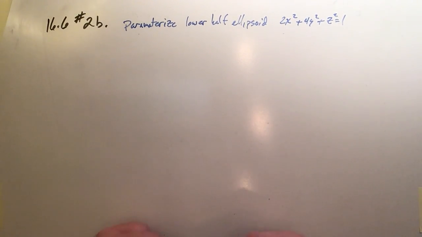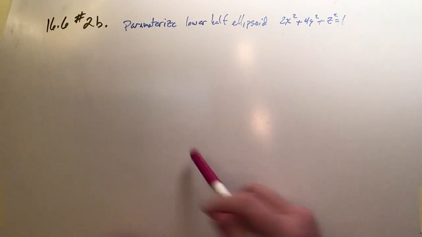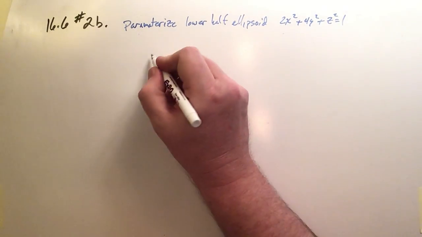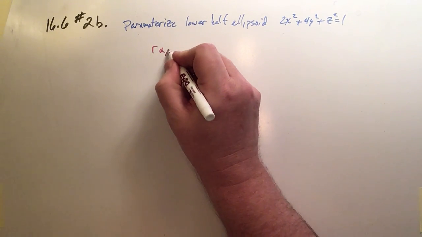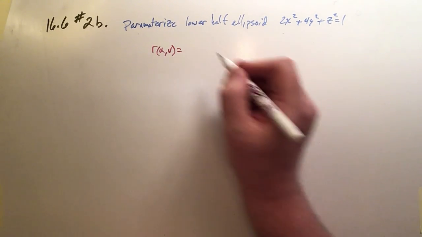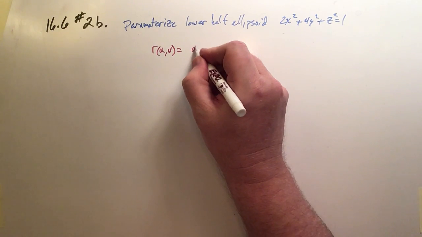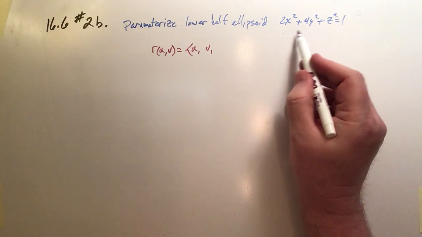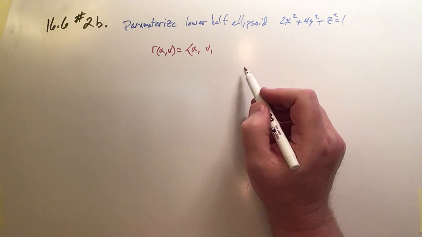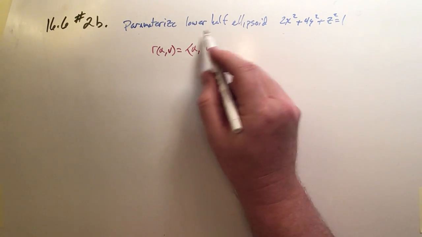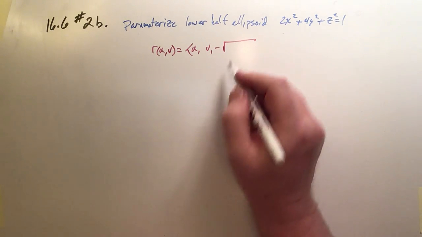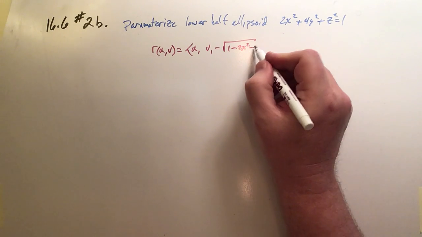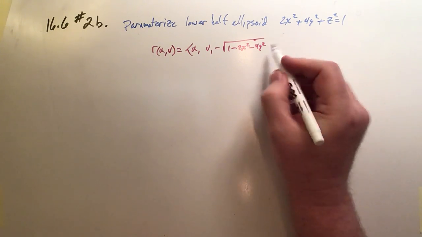This is section 16.6, number 2b, and we're asked to parameterize the lower half of this ellipsoid. So our first attempt, we're just going to brute force it. We're going to say our r of u, v is equal to, well, we use u for x and v for y. And then, of course, we have to solve the ellipsoid for z, for its z component. And that's going to be, because they asked for the lower half, the negative square root of 1 minus 2x squared minus 4y squared. So there it is.